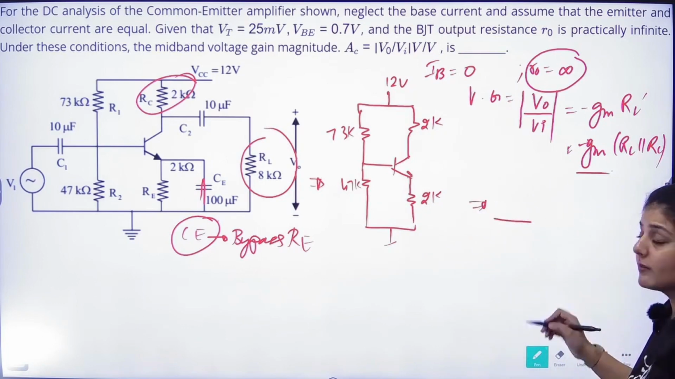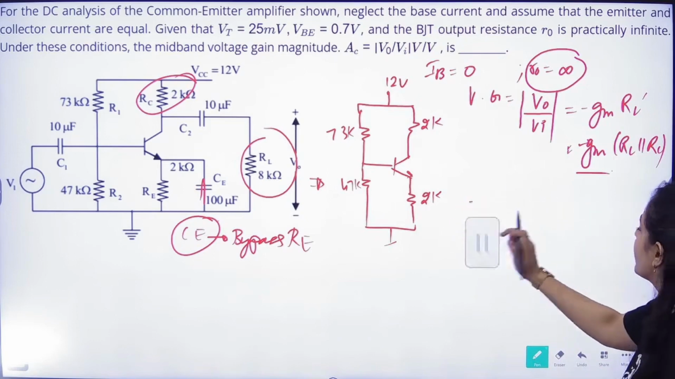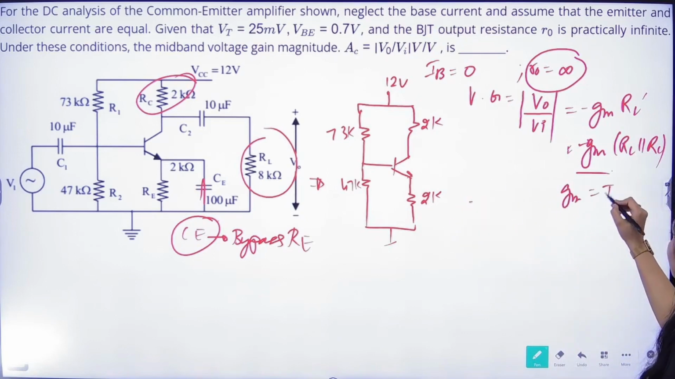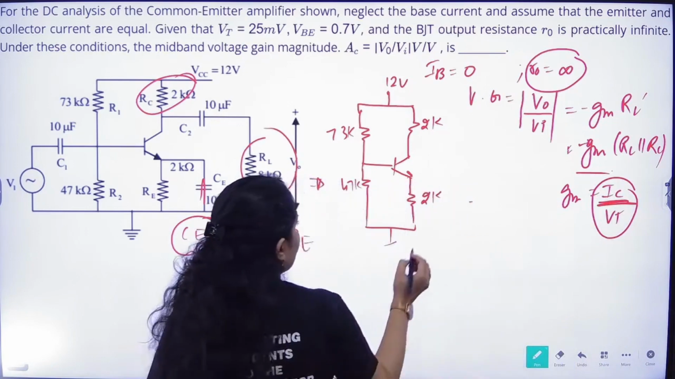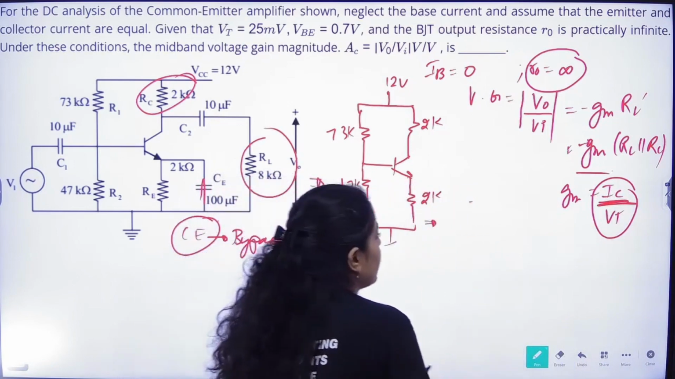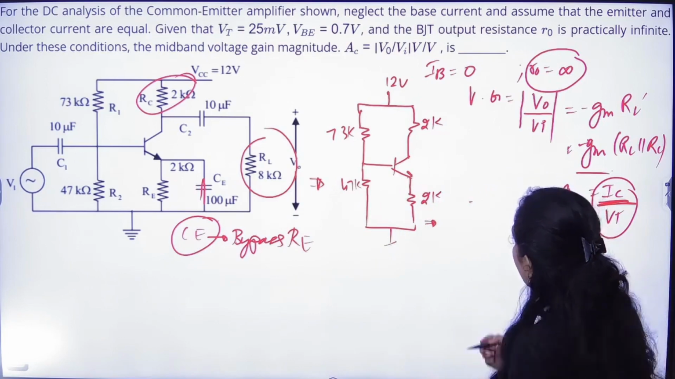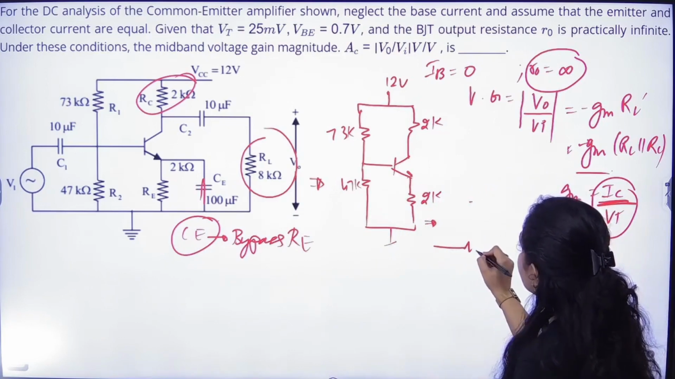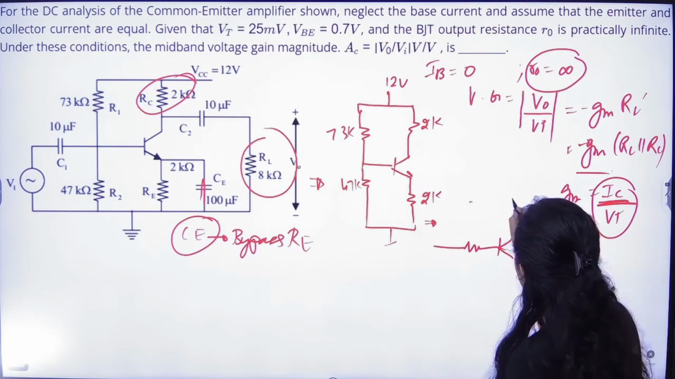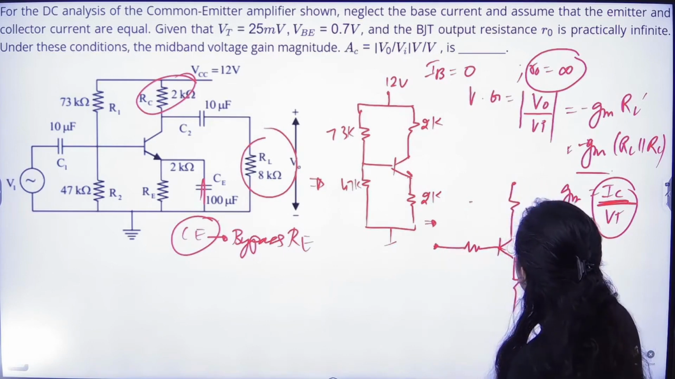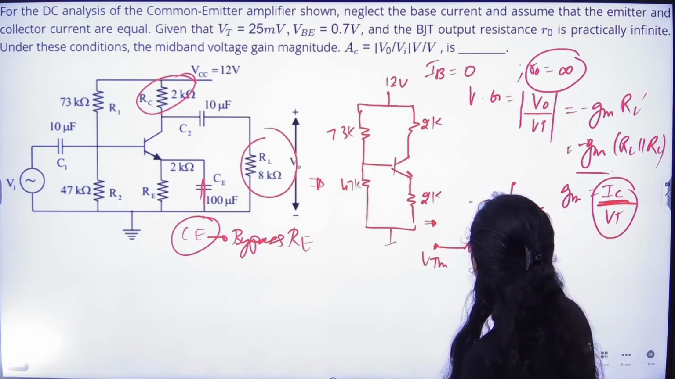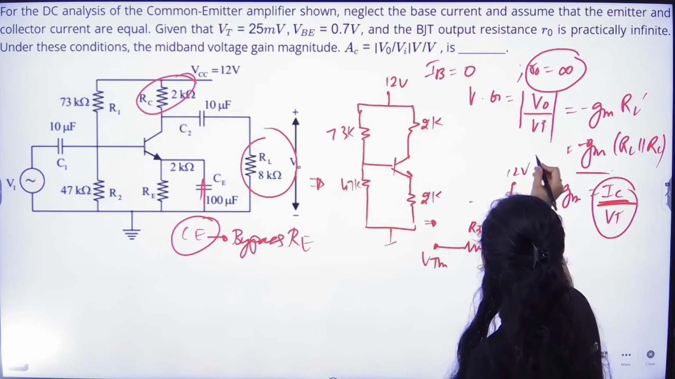What is GM? Why are we doing the DC analysis? Because we know the value of GM is equal to IC by VT. So in order to find this IC, I have to do the DC analysis, because nowhere in the question is the value of IC given. That is what we have to calculate. Again, we have to find the Thevenin equivalents.